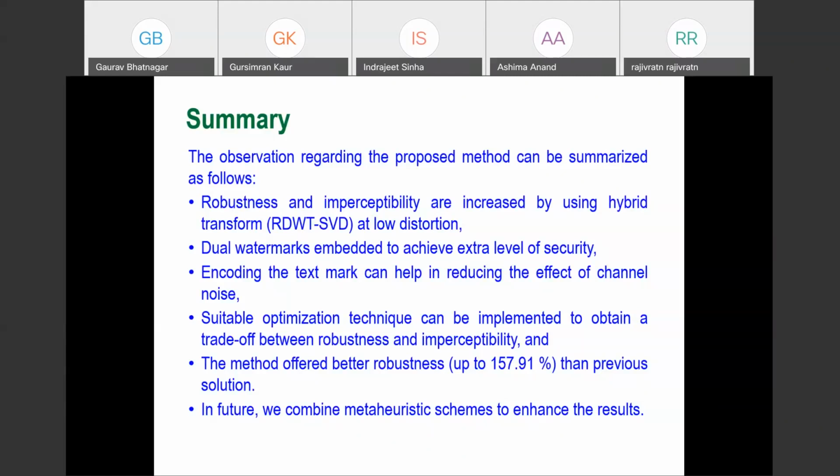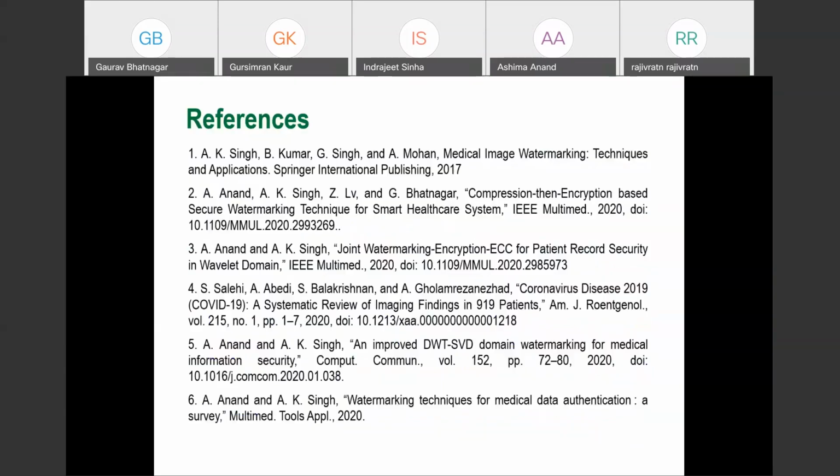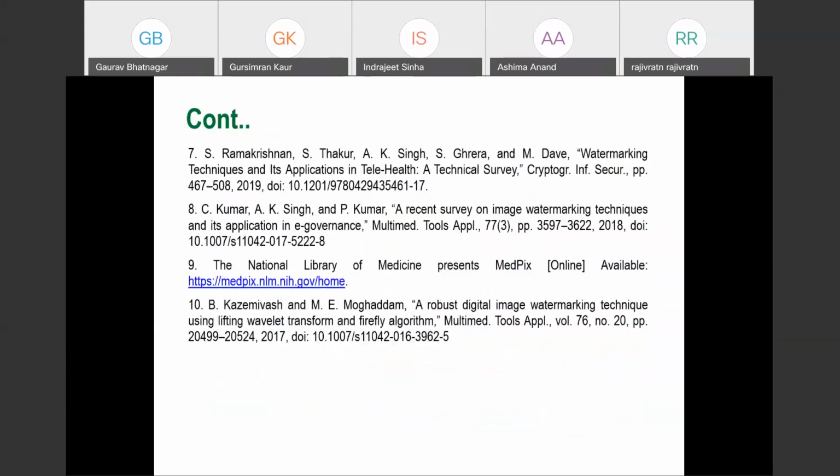And when we compared our technique with the established state-of-the-art techniques, an improvement of around 157% was achieved, which is a nice result. In future, we can combine more than one meta-heuristic technique and form a hybrid technique, which can further enhance the results. So these are the references we have used.